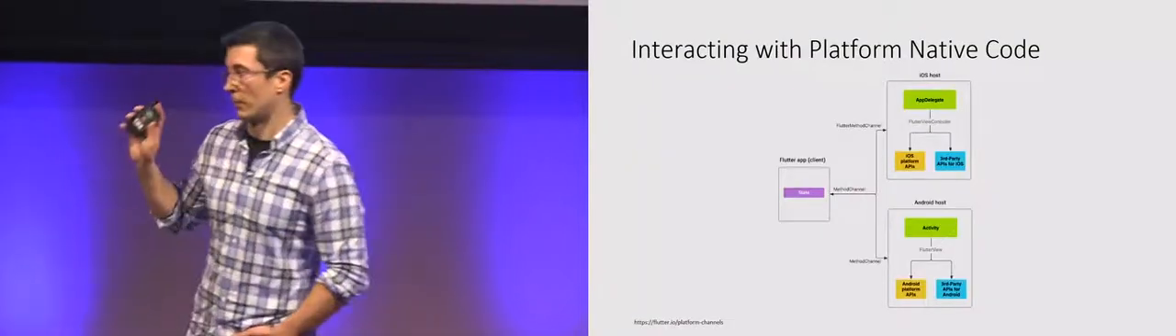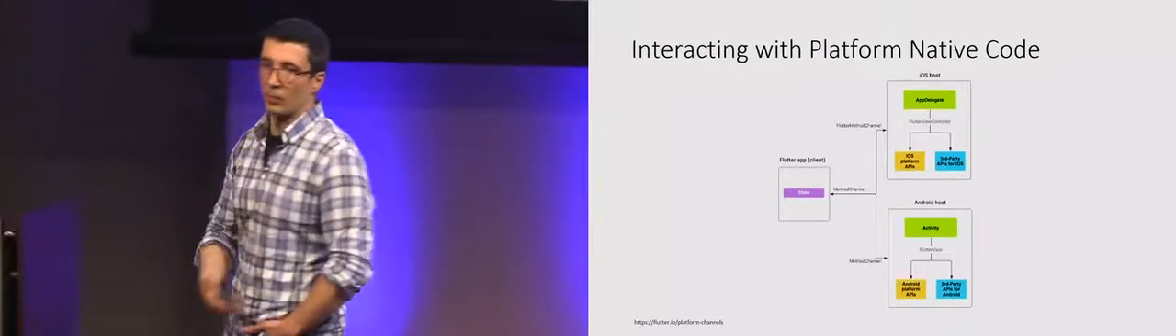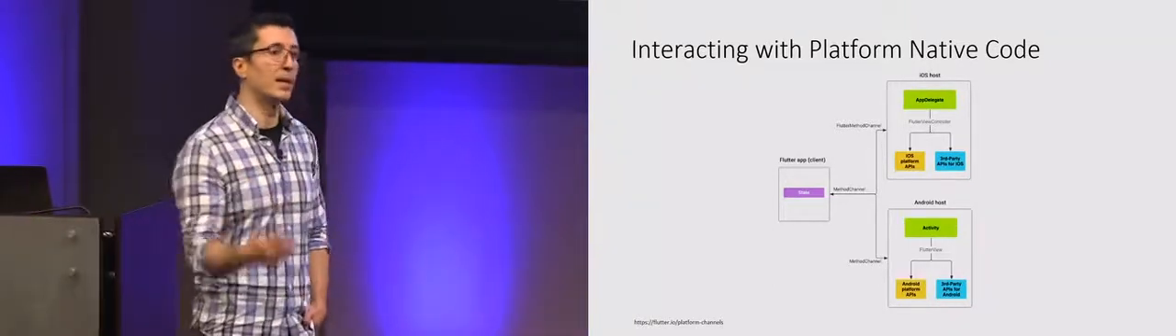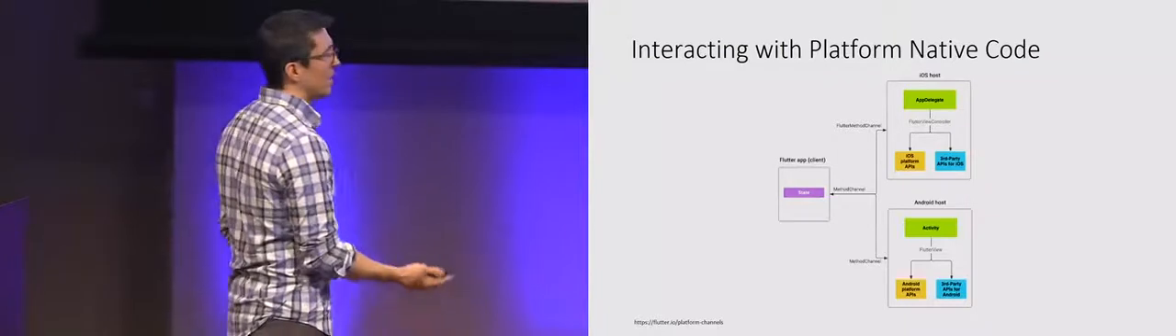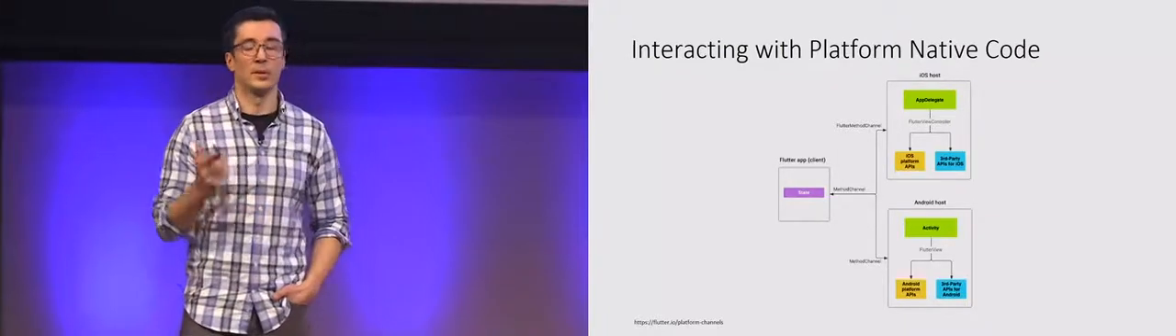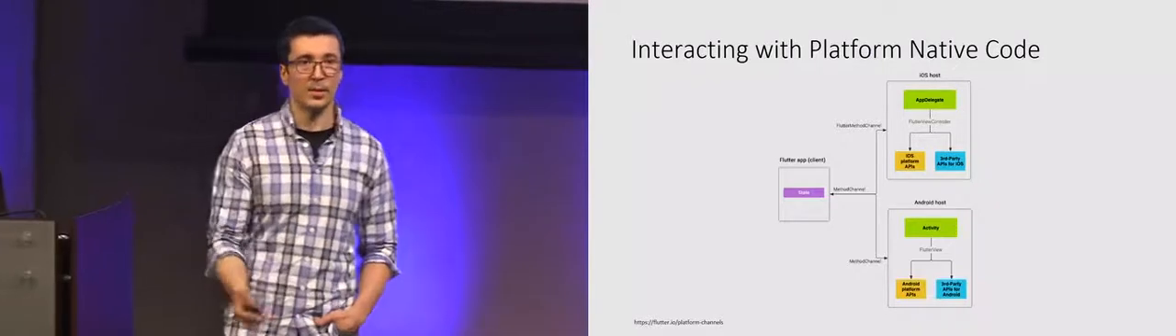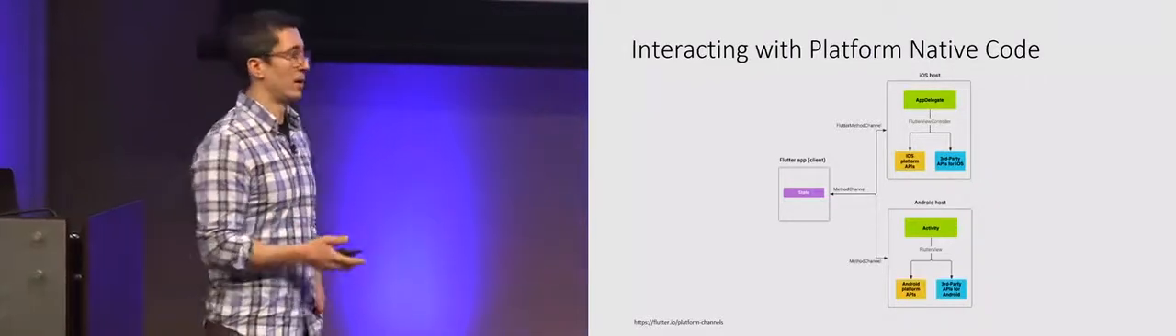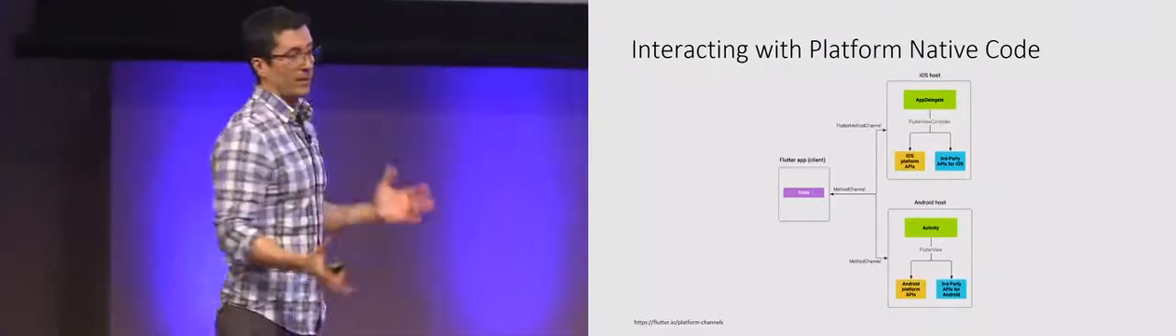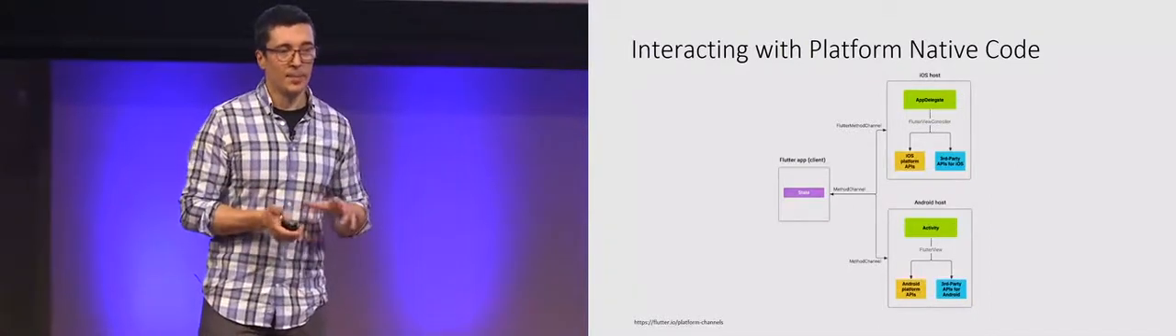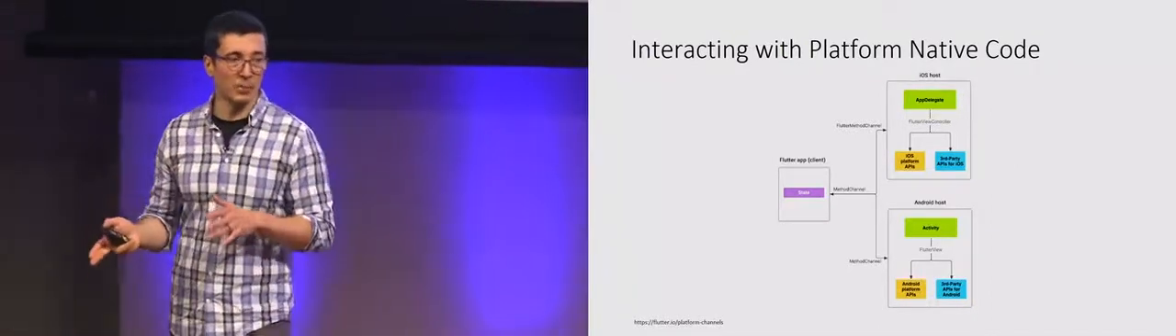So this is all fine and good. When you're building screens, we know widgets, we can lay them out, we can make network requests. But what happens when you need to do something specific to the platform, like access the sensors, use the camera, or do something specific with an iOS API? And Flutter does that through platform channels.